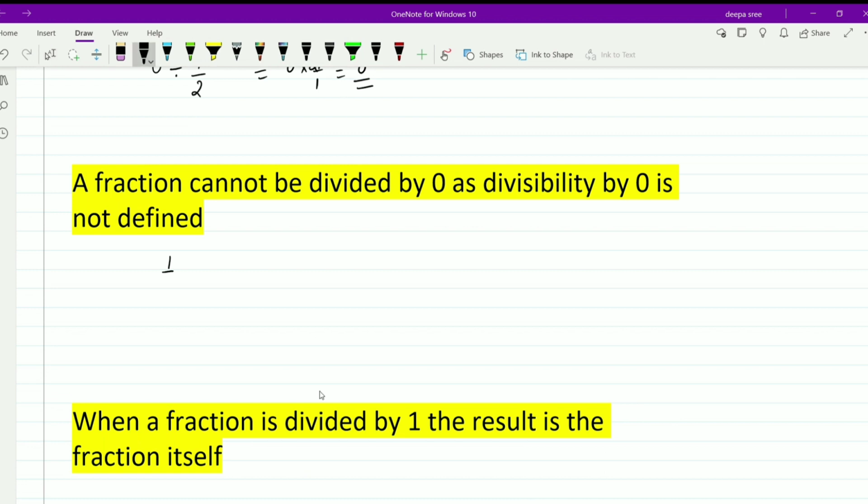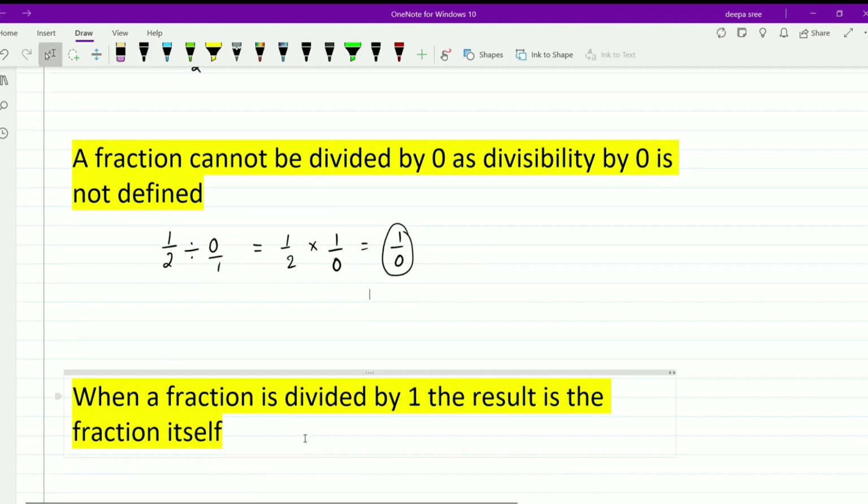Now a fraction cannot be divided by 0, as division by 0 is not defined. So 1 by 2 divided by 0. So 1 by 2, 0 by 1 here. 1 by 2 into 1 by 0. See, 1 divided by 0, division by 0 is not defined. We know that division by 0 is not at all defined, therefore we cannot divide it.